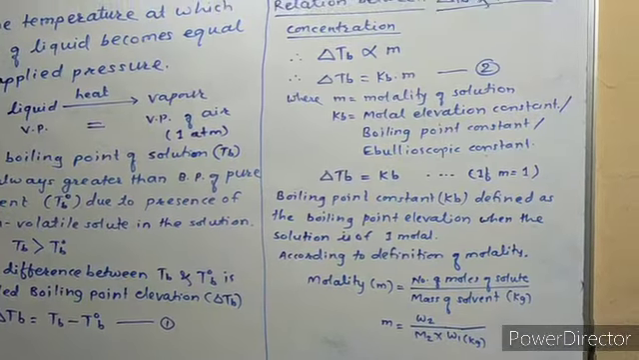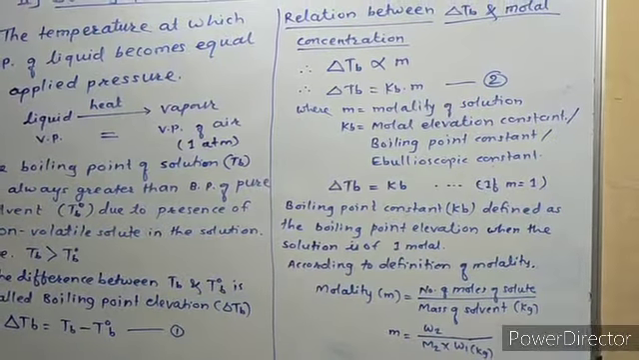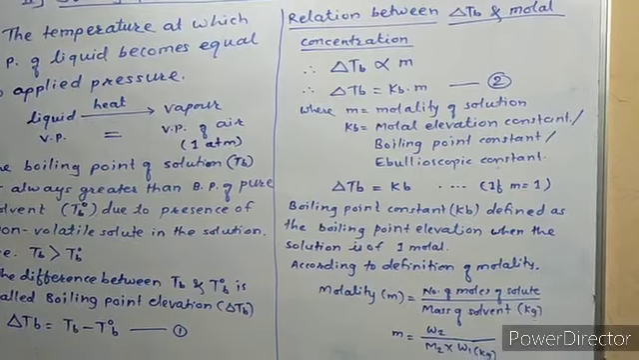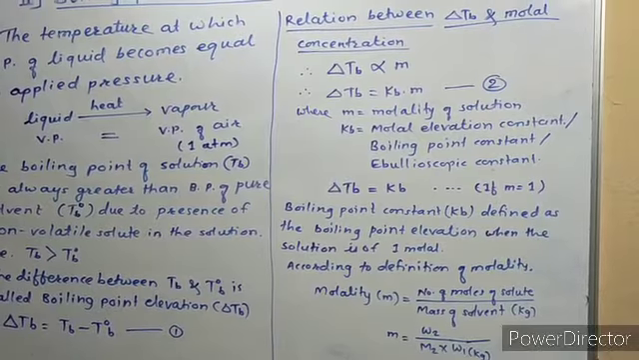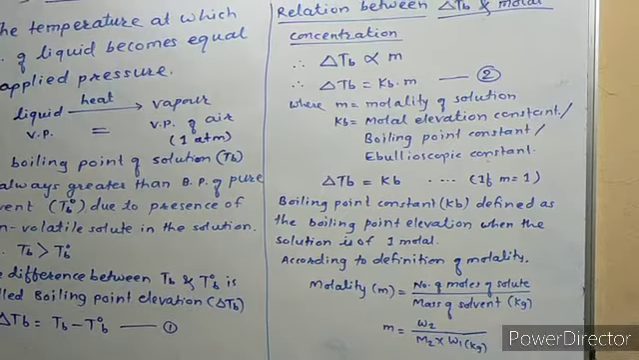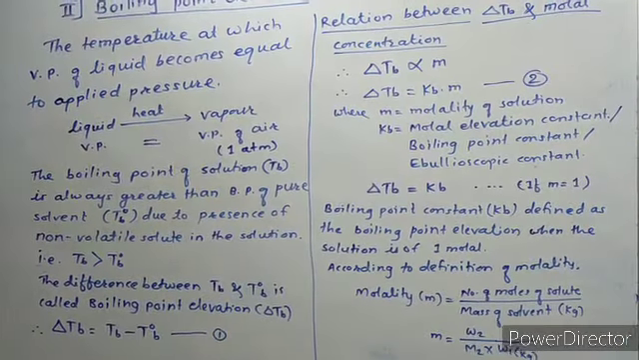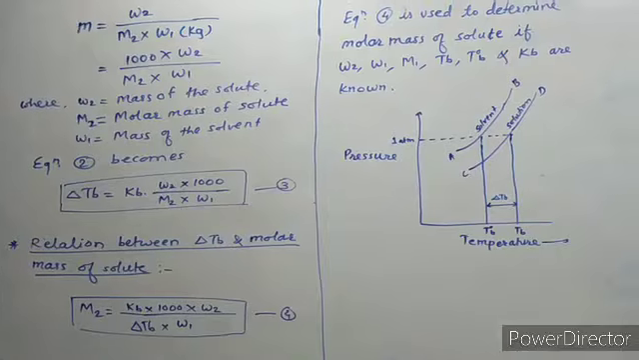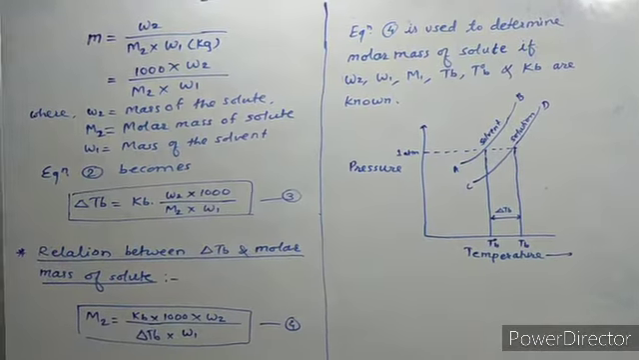molality is equal to the number of moles of solute present in the mass of solvent in kg. Molality m equals the number of moles of solute divided by the mass of solvent in kg. That should be in kg. So m equals W2 upon M2 into W1 in kg.